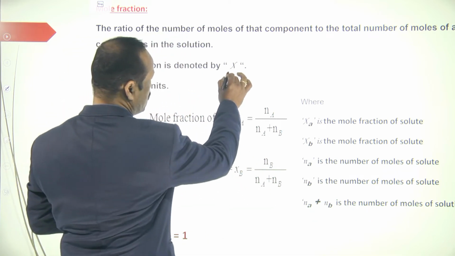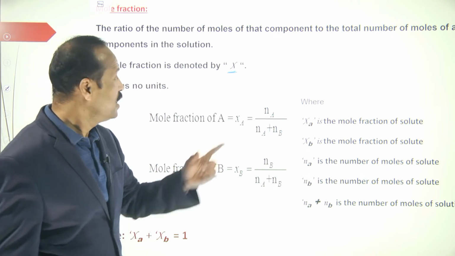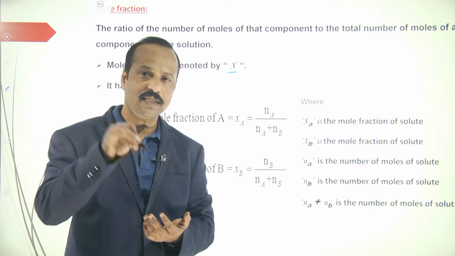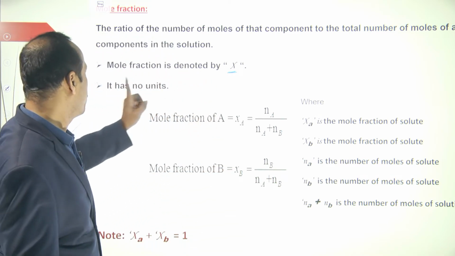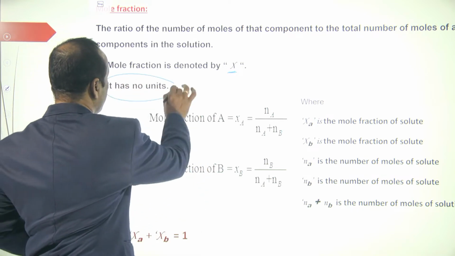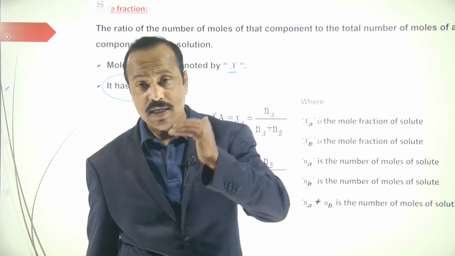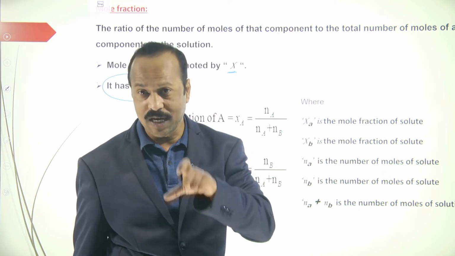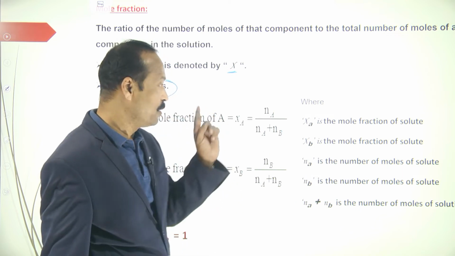Mole fraction is denoted by the letter chi. It's a Greek letter chi. It looks like X. So as you are in the 9th class, you can just call it x if you want, right? So x, and it has no units. This is the most important point: mole fraction has no units. Why? Because it's a ratio. In the numerator and the denominator we have the same physical quantity, so that gets cancelled, so there will be no units. Remember, it's a very important point.